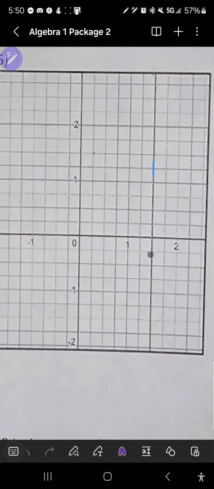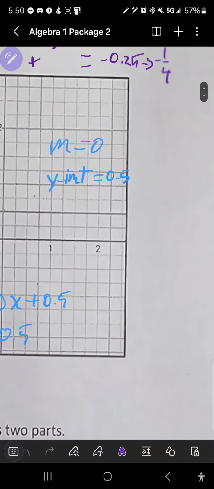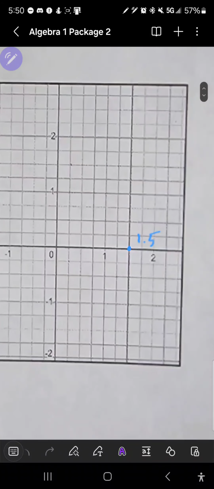Okay, it's right there in the middle of 1 and 2. So we know that this point is going to be 1.5, in the middle of 1 and 2. We want to know the equation. In this case, it could be tricky. So you see that here it has a y-intercept. Now here it doesn't have a y-intercept since it is a vertical line.